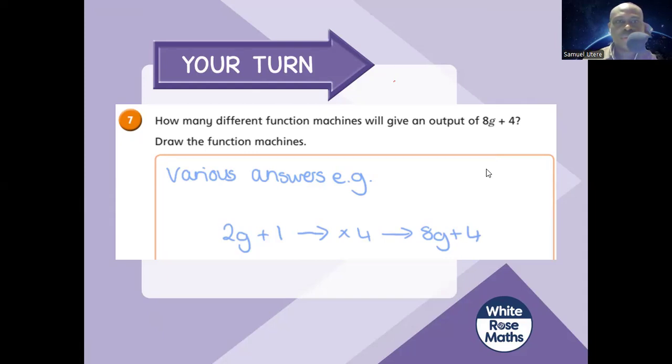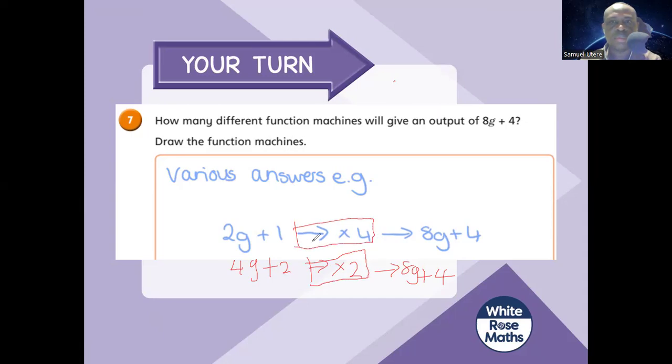You could have 4G plus 2. Then you can times 2. Okay. Because 2 times 4G is 8G. And then 2 times 2 is 4. So you can have different functions. You can draw different functions to get the same result. So this is our own function that we did just now. And this is another one. Okay. All right.